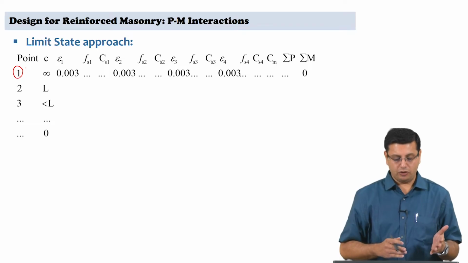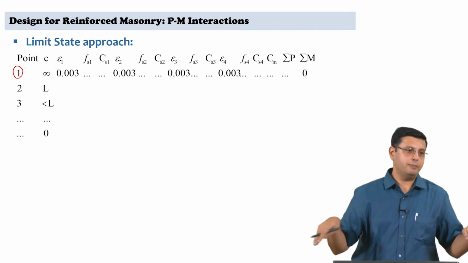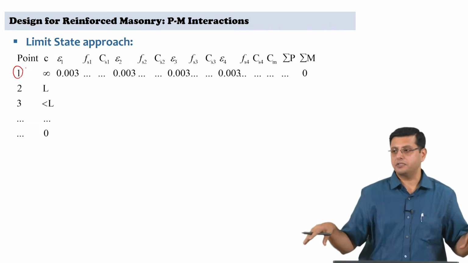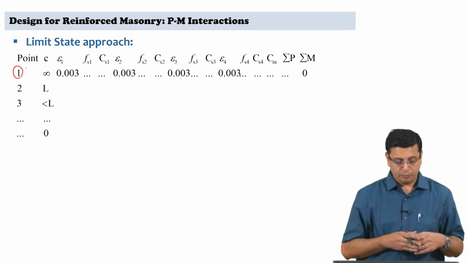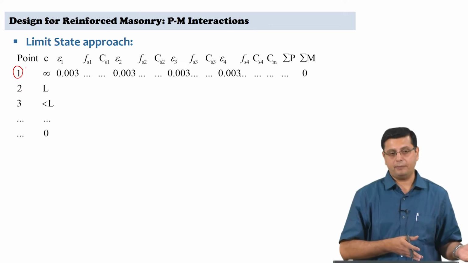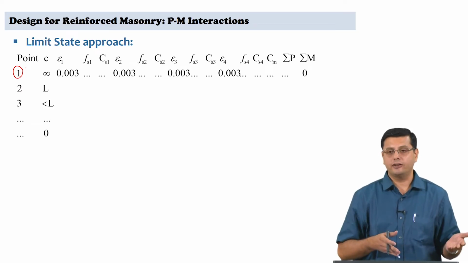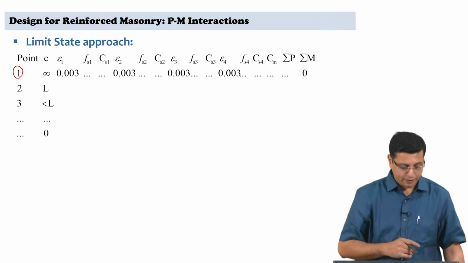Epsilon 1, epsilon 2, epsilon 3 and epsilon 4 are the strains corresponding to the 4 bars, and because of the compatibility of strains we are keeping them equal to the crushing strain of the concrete itself. So, you have got 0.003 at all those 4 locations. Your moment capacity is 0 at this stage. The axial load capacity is your maximum axial load capacity in the wall. So, that is your starting point.